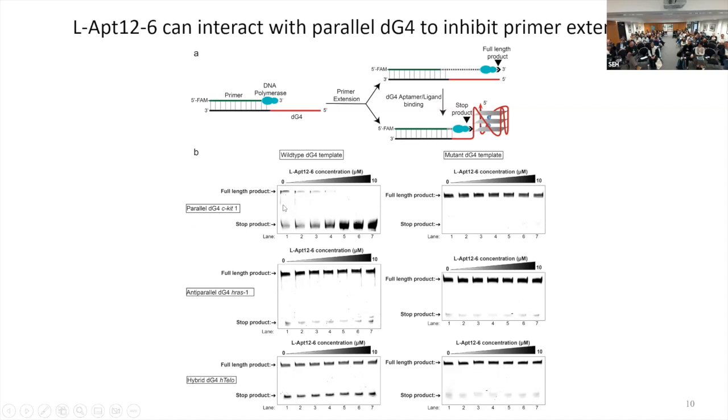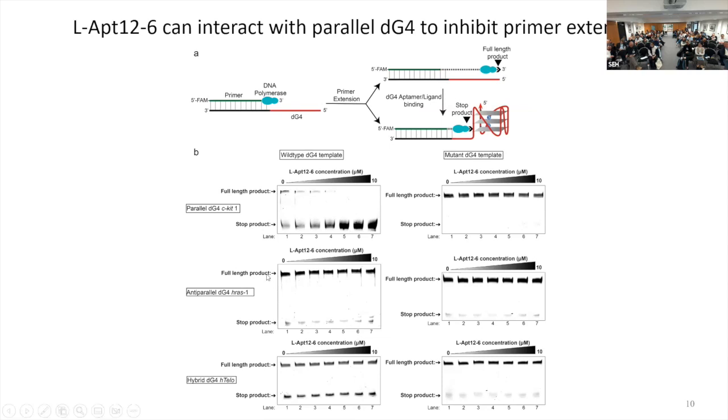When there is no aptamer, there are two kinds of products, the full length product and the stop product. With increased concentration of L aptamer 12.6, the full length product gets lower and lower, and finally all the full length product turns to the stop product. But for the mutant DG4 sequence, the full length product didn't change because the mutant DG4 can't bind with our aptamer, so the aptamer can't affect the process.